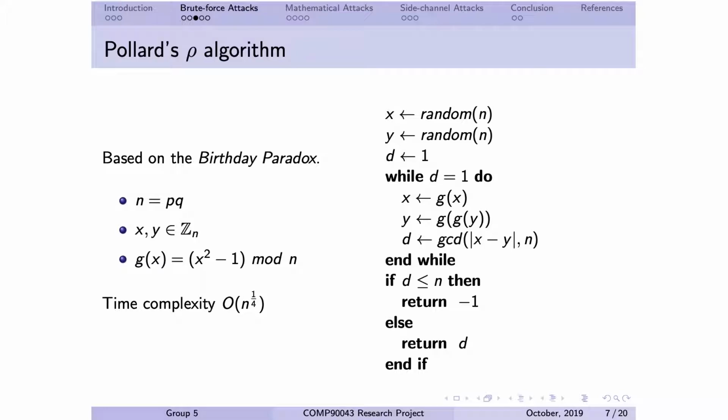Next, Pollard's rho algorithm is an algorithm for integer factorization. It was invented by John Pollard in 1975, based on the birthday paradox. It is expected that the running time is proportional to the square root of the size of the smallest prime factor of the composite number being factorized.